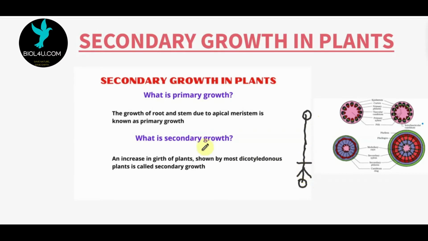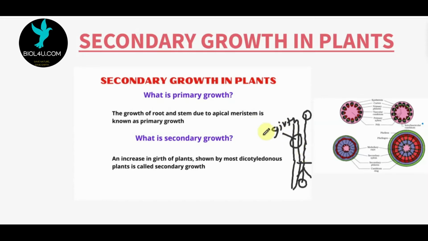Then what is secondary growth? Suppose this plant is examined after a few years, and the thickness of the plant has increased. This is the same plant, and the thickness has increased. Like that, the thickness of the root also increased. This increase in the thickness of the plant is known as the girth. This increase in the girth of the plant is known as secondary thickening, or secondary growth.